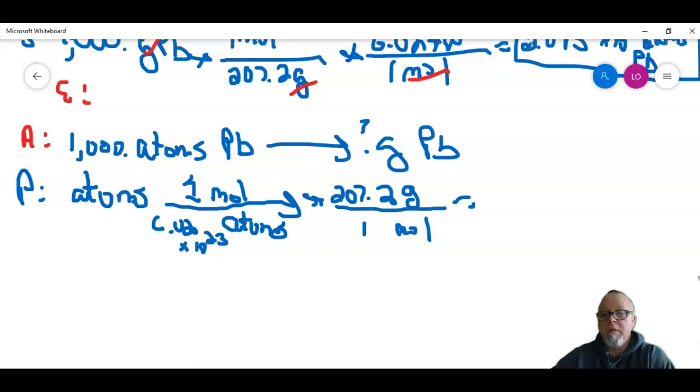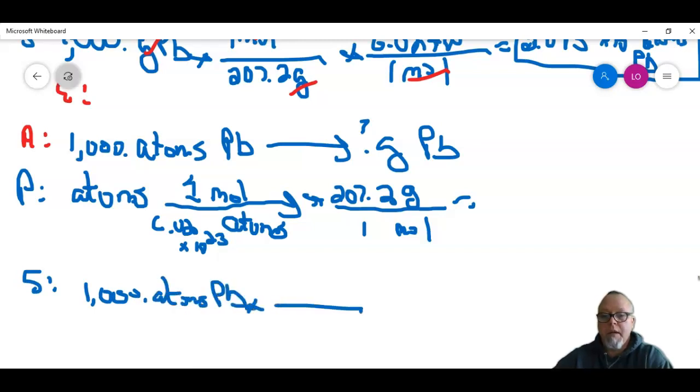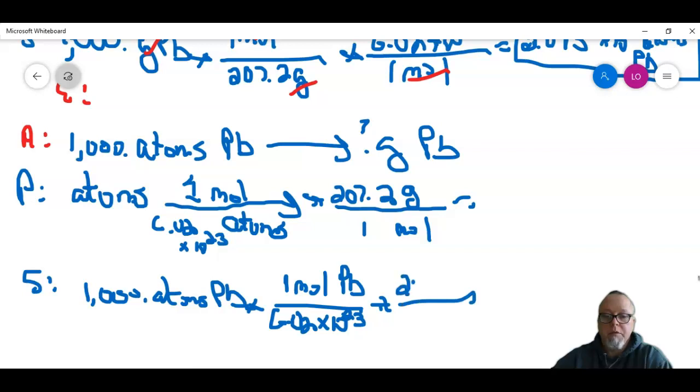So now we have our setup here. Now all of it's done. All the chemistry's done. Now we just have to do basic math. So we solve this by doing 1,000 atoms of lead times our first equality, which is 1 mole of Pb over 6.02 times 10 to the 23rd atoms of lead, multiplied by our second equality, which is 207.2 grams over 1 mole of lead.